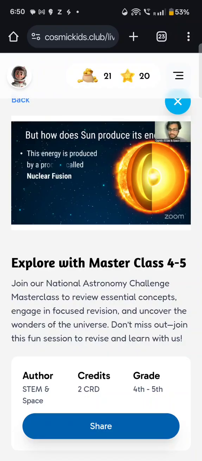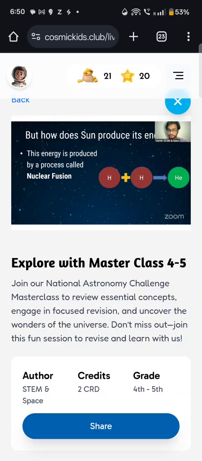The energy is produced by a process called nuclear fusion. What is nuclear fusion? Nuclear fusion is when two elements combine together and make a new element altogether. For example, our sun is mostly made up of hydrogen. So when hydrogen atoms combine together, they make a helium atom. And in this process, a lot of energy is released. Imagine all the hydrogen atoms combining and forming helium, a lot of energy is released. Okay. So this is how the sun produces its energy.